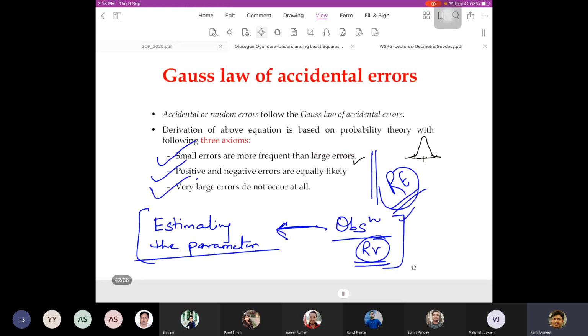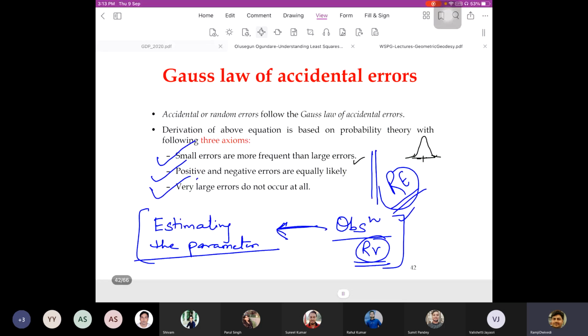That is, small errors are more frequent than large errors. Positive and negative errors are equally likely, and very large errors do not occur at all. So that's how, in our understanding from the basics, after removing the systematic and gross error, the only error that remains is random error, and that follows the Gauss law.